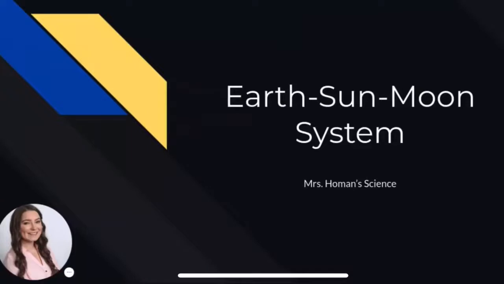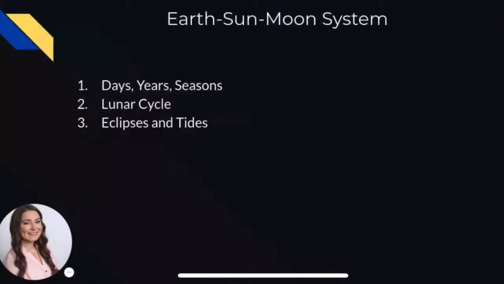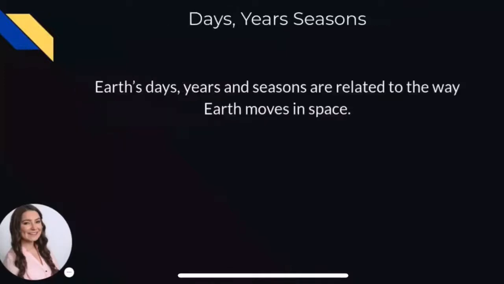Today we are starting a three-part series on the Earth, Sun, Moon system. In our first video, we will be discussing days, years, and seasons. In the next video, we will be discussing the lunar cycle, and the last will focus on eclipses and tides. So let's get started. Earth's days, years, and seasons are related to the way Earth moves in space.